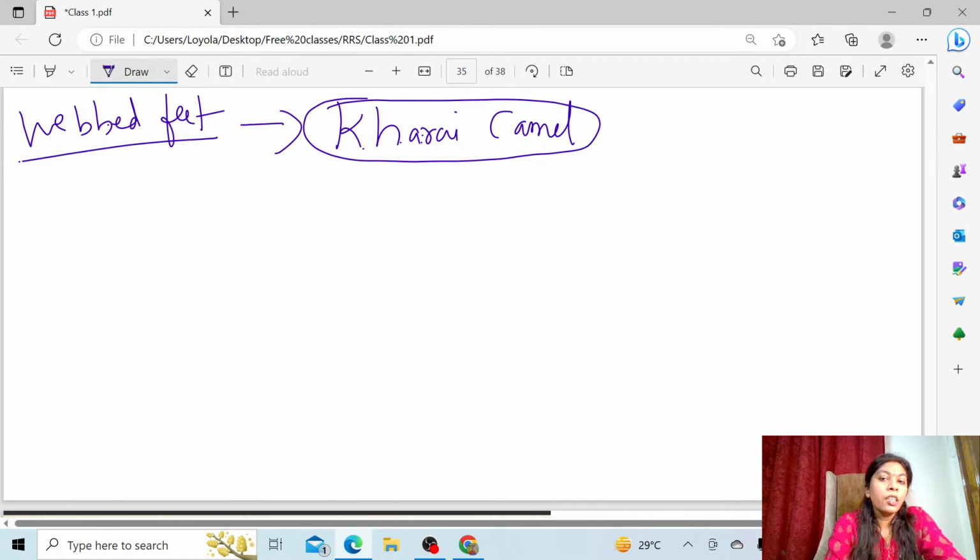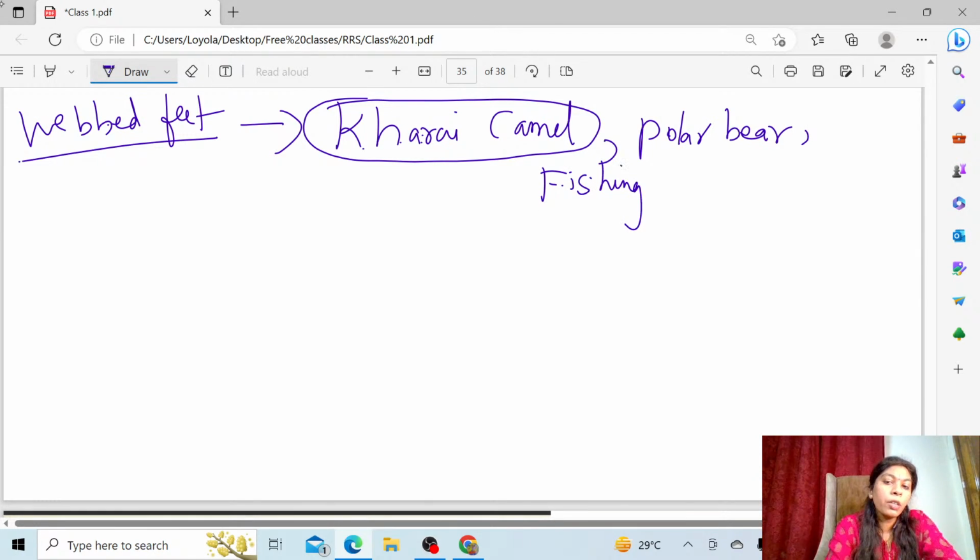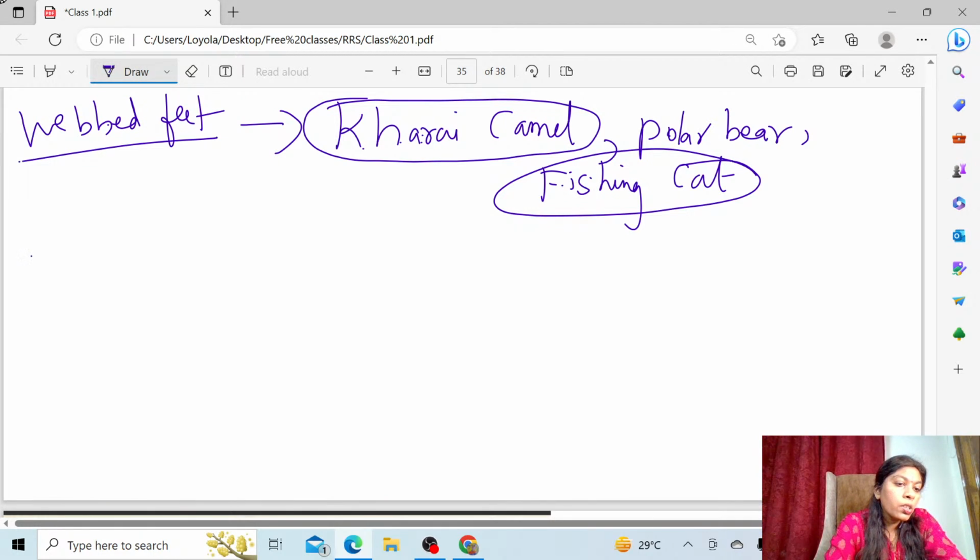Then I can also add other examples, like the polar bear you can take, who hunts there, goes inside. Even there is something called the fishing cat, which lives in Sundarbans. They also have webbed feet, in order to catch their prey. Apart from this, if you want to learn the striped fur, you can add striped fur.